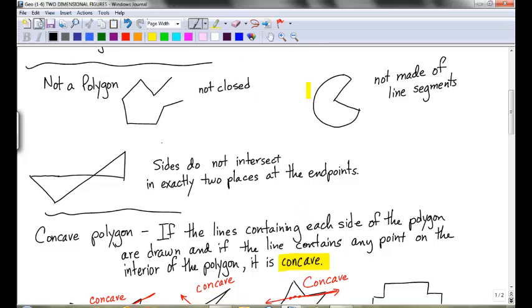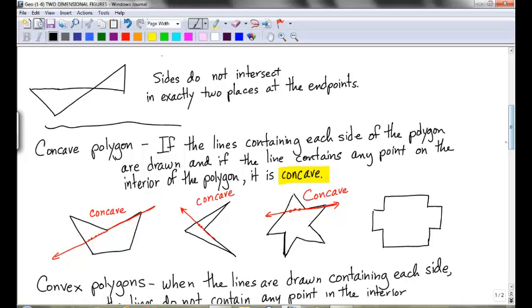If the lines containing each side of the polygon are drawn, and if the line contains any point on the interior of the polygon, then it's considered concave. Okay, an example. I started out with that shape. If you draw a line containing, I'm going to draw a line containing this line. If it contains any points here in the interior, then it's considered concave.